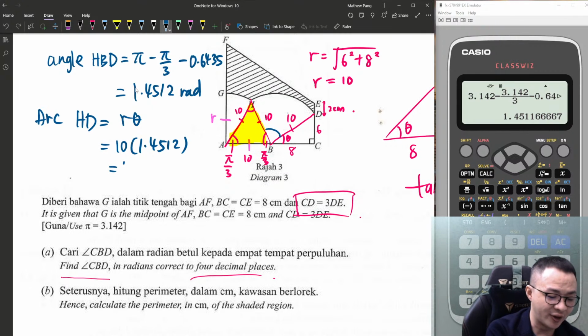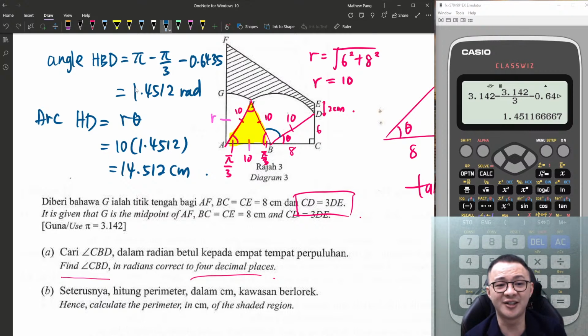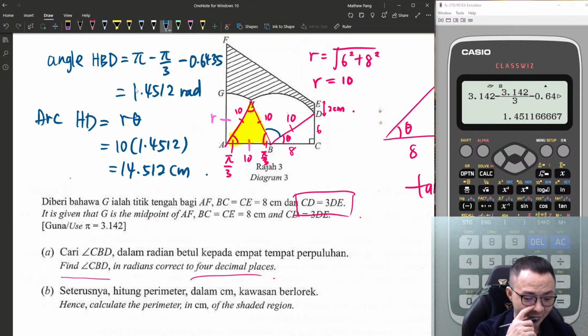1.4512, so it's 14.512 centimeter. Okay, now I got the first arc length over here. So how do we know AH is 10 centimeter?